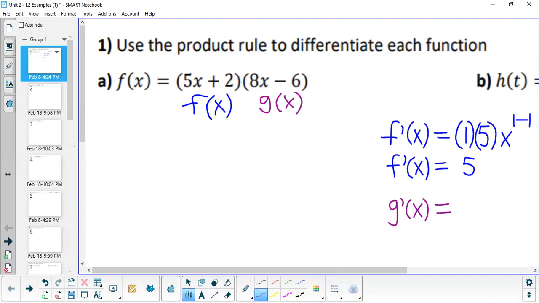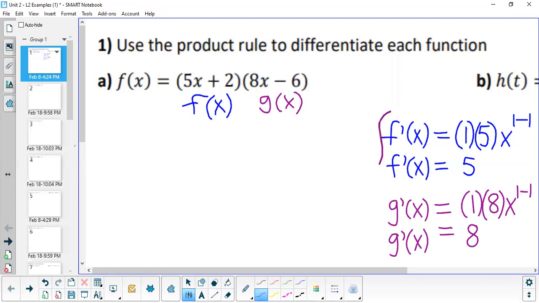Now, if I'm looking at g prime of x, that's going to be equal to, I'm doing the same thing, 1 times 8 x to the power of 1 minus 1. So my derivatives are going to be simple to substitute because I'm dealing with constant terms. And we all know x to the power of 1 minus 1 would be x to the power of 0. This is my work on the side. It doesn't necessarily have anything to do with the direct application.